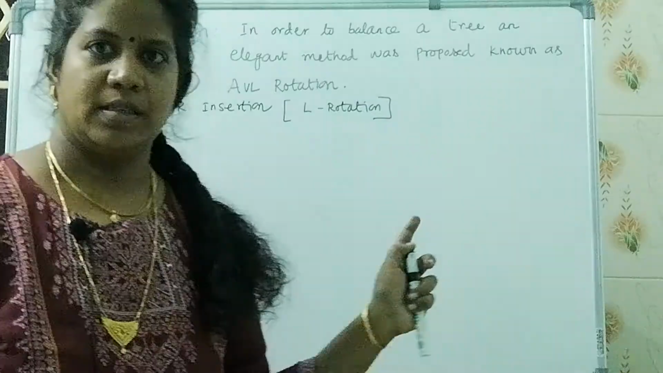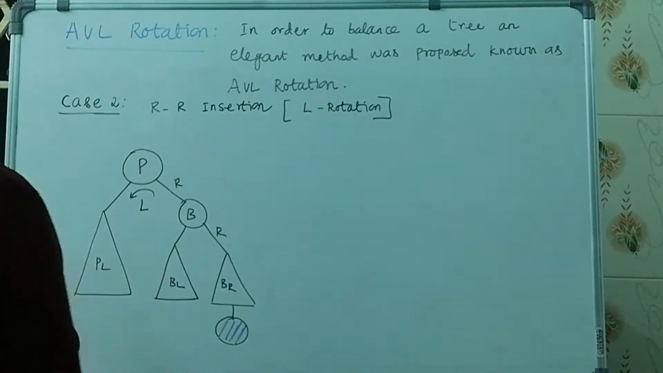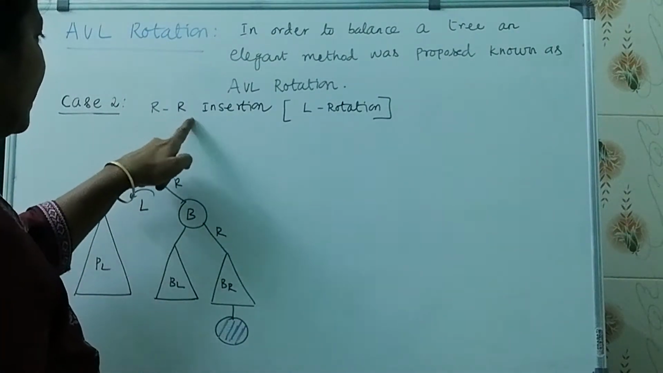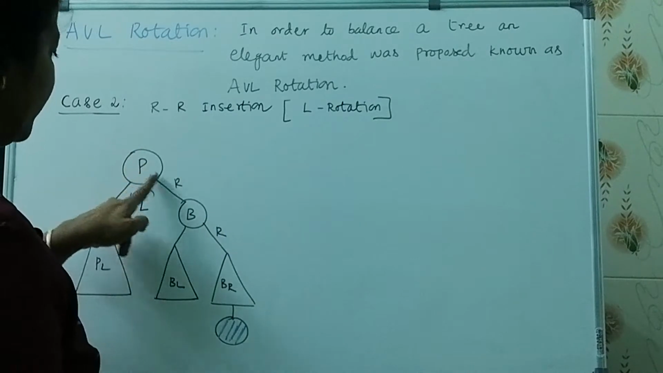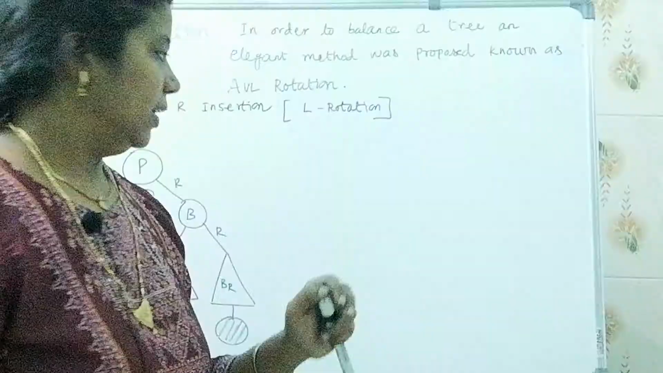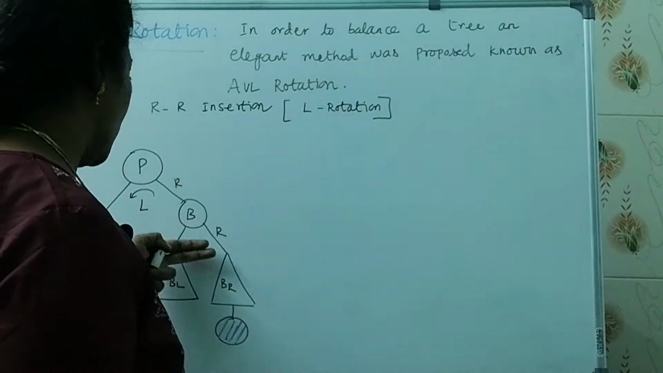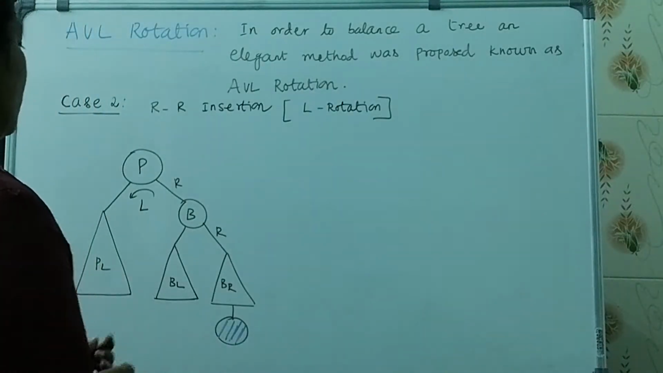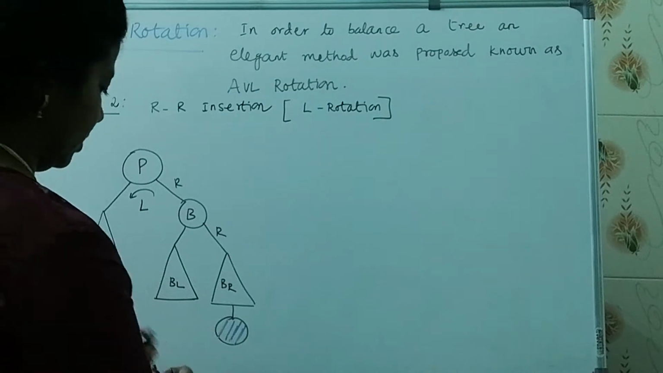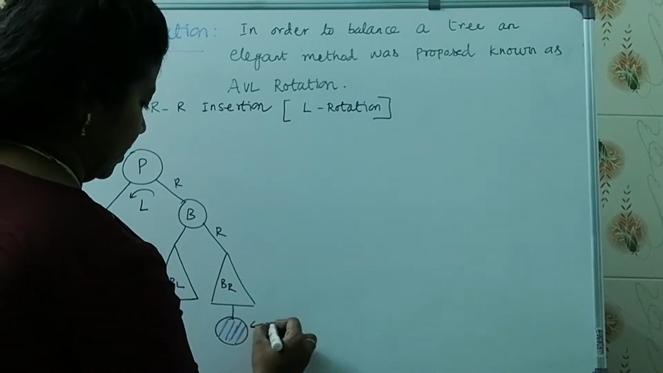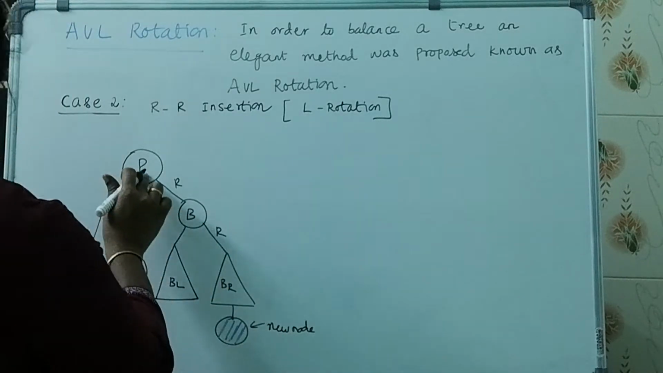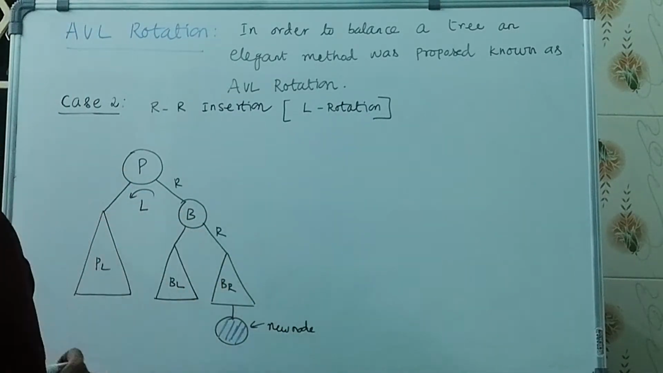Now let us discuss case 2. Case 2 is that insertion happens to the right of the node P and then B. Okay, it is just opposite to the case 1 that we have discussed right now. Note down, a new node. This is a new node. Okay, a new node is inserted to the right side of the node P and then B.